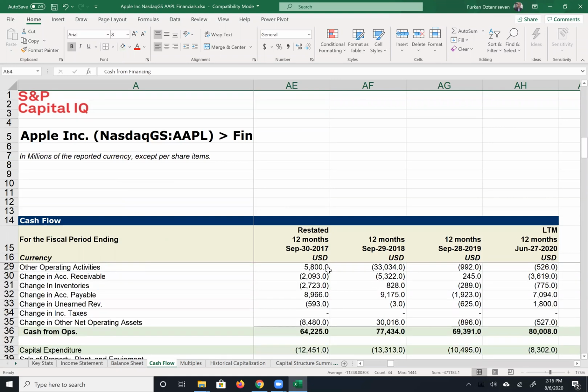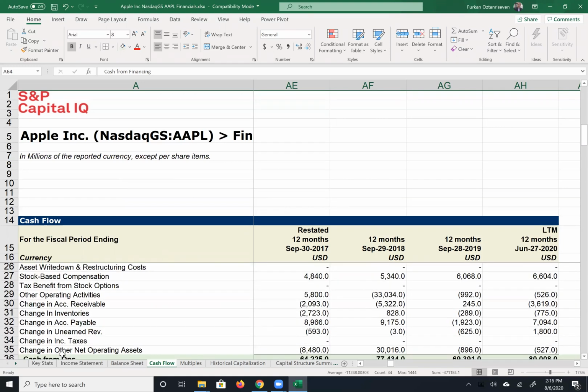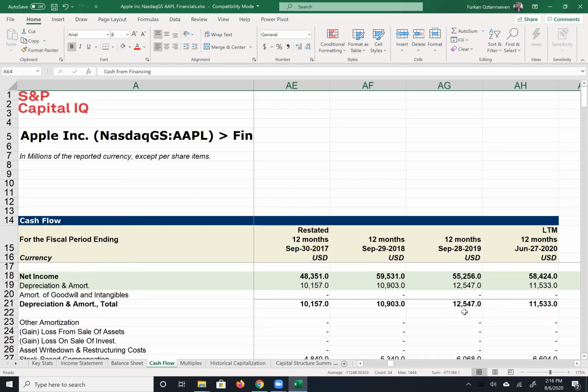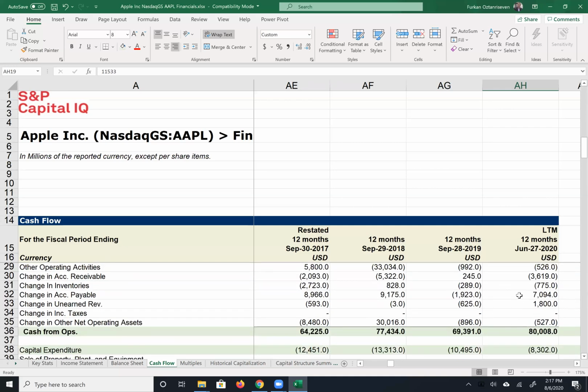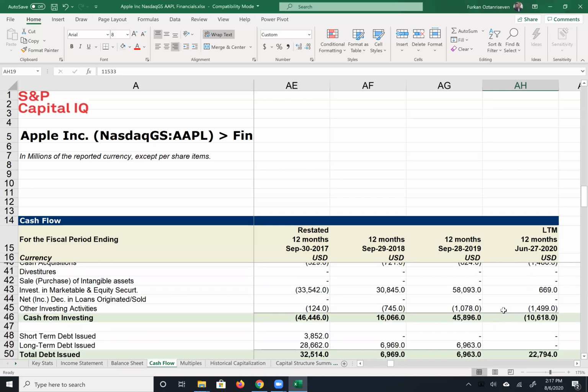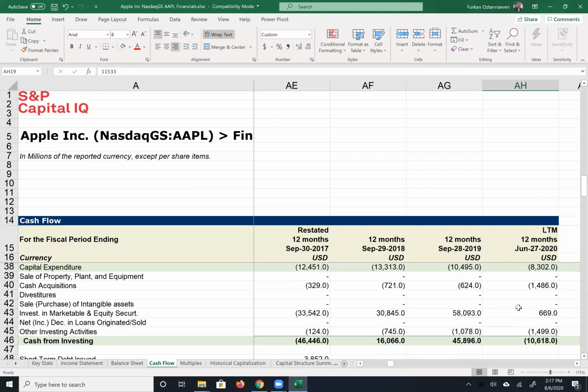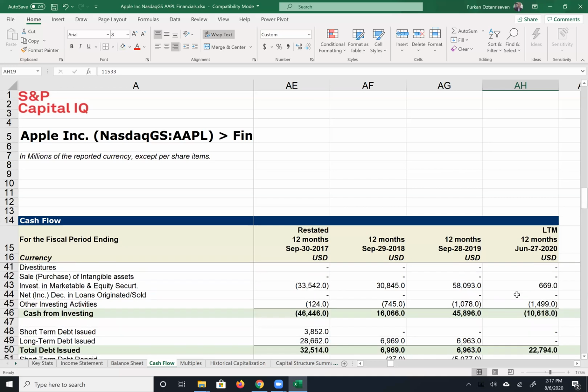If you dive into cash flow from operations, basically the biggest component here is the net income the company generated, plus depreciation and amortization, since it's not a real cash flow, and then some other changes in receivables, inventories, and so on. If you dive deep into cash flow from investing, the biggest component for Apple looks like capital expenditures, and these are long-term investments.